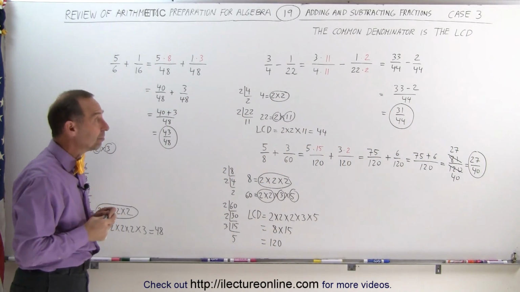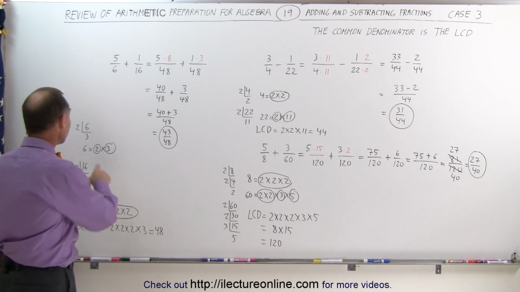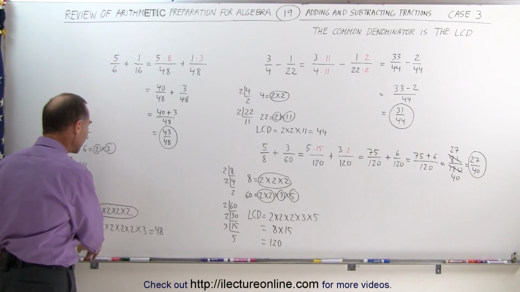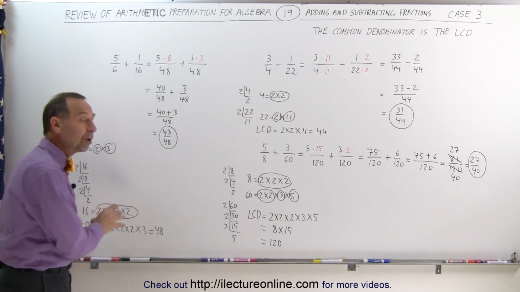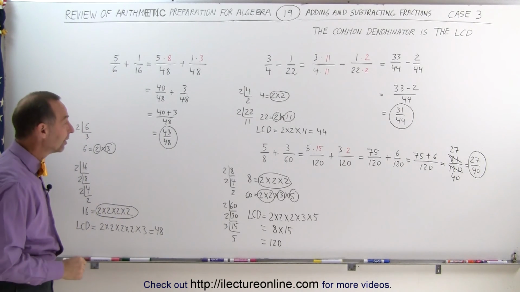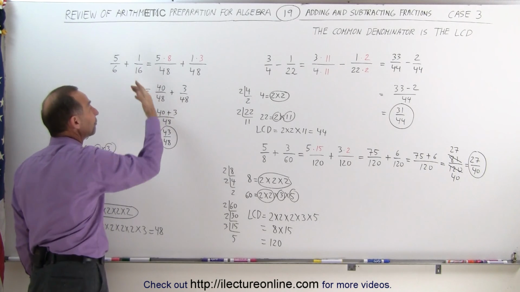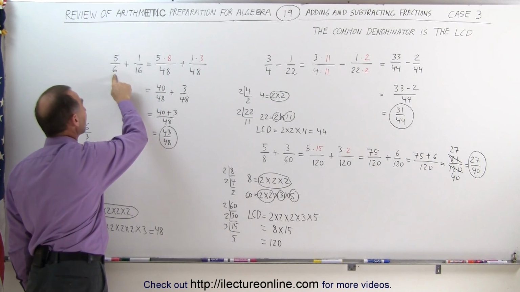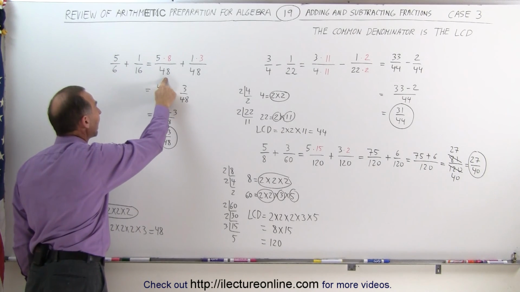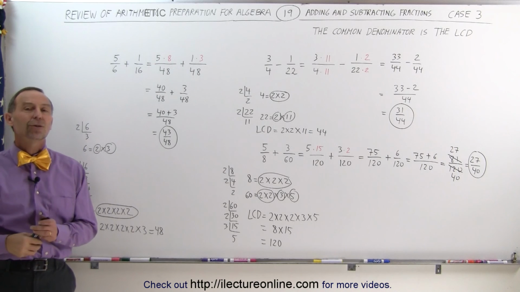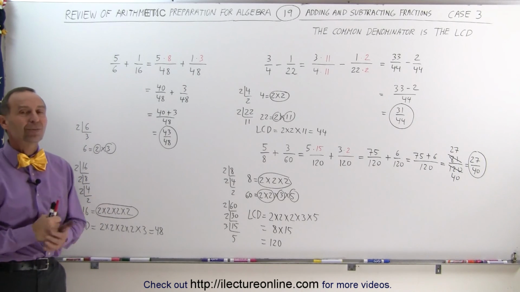Again, the technique is to find the lowest common denominator. You find all the factors of the two denominators. You then find the lowest common denominator by multiplying the greatest number of each factor that you can find. And then you change the denominators to the new lowest common denominator. You find out what number you have to multiply the denominator with to get that denominator, and you multiply the numerator by the exact same number. And that's the third technique of case number 3.